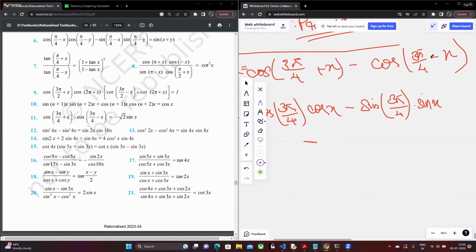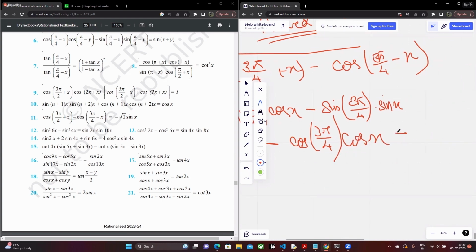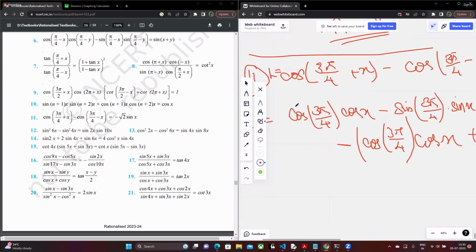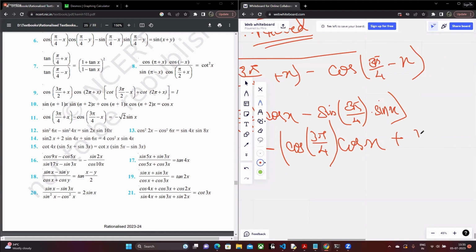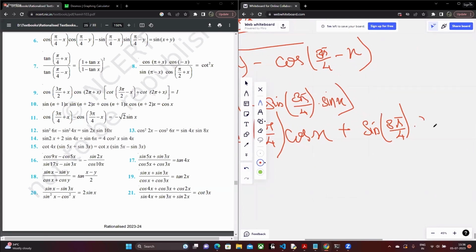Minus, this is going to be cos of x minus y, that is cos x cos y plus sin x sin y. So this is going to be cos of 3 pi by 4 into cos x plus, I'll put a bracket over here, because this is an external sign and these are internal signs. This is going to be cos x cos y plus sin x sin y, sin of 3 pi by 4 times sin x.